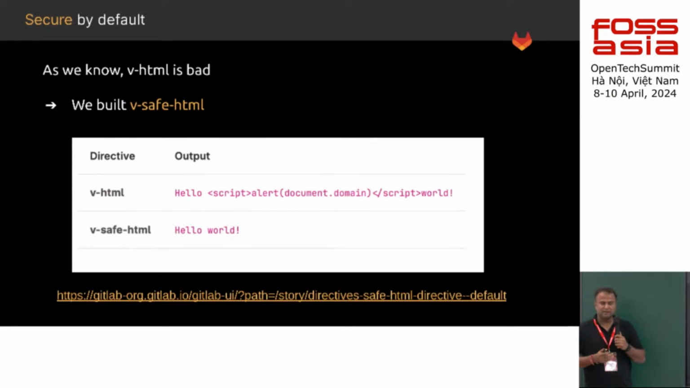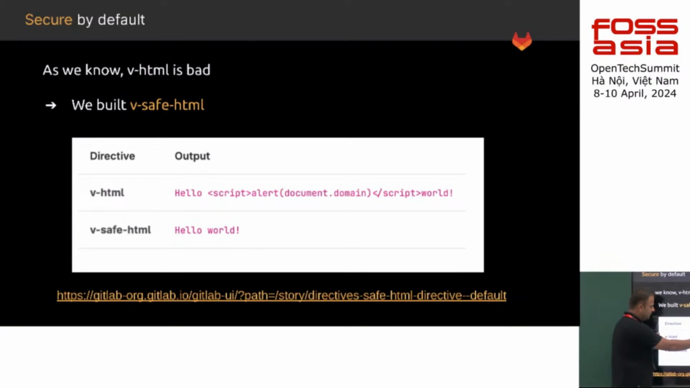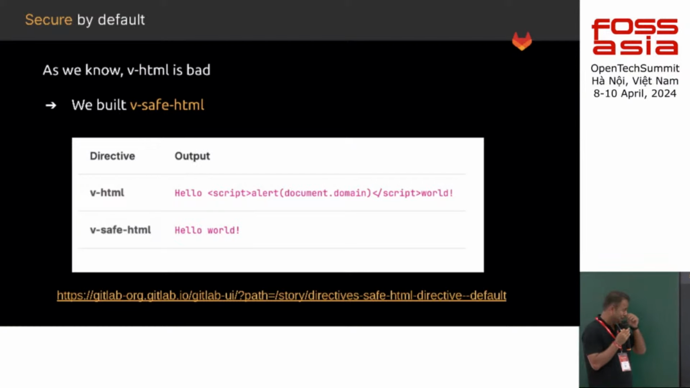So we have seen that v-html is bad. Now we needed an alternative so that developers don't have to think about writing secure code. It should be secure by default. So we built something called v-safe-html, where no matter what you write and send to v-safe-html, it will try to be as secure as possible. For this example, with v-html, if you try to enter hello with some script tags and world, the v-safe-html will just sanitize it and remove the bad code from it.